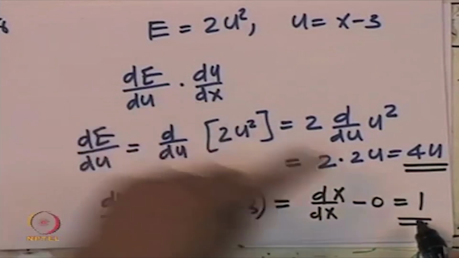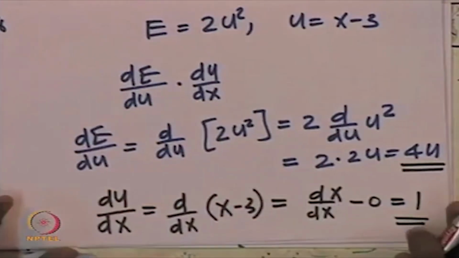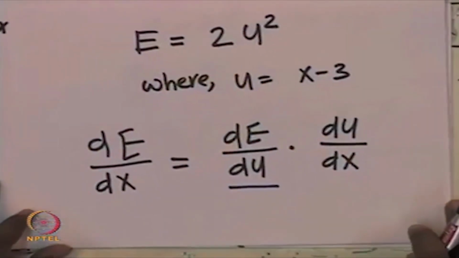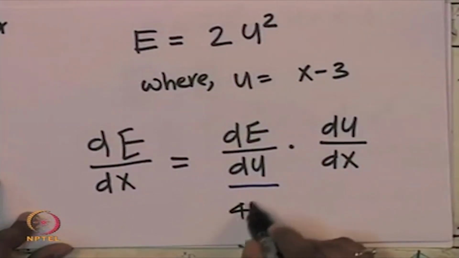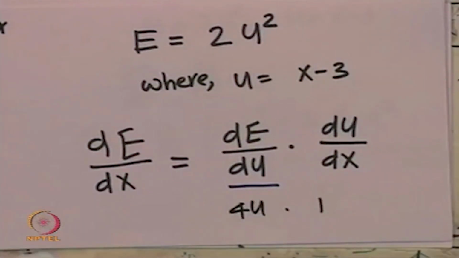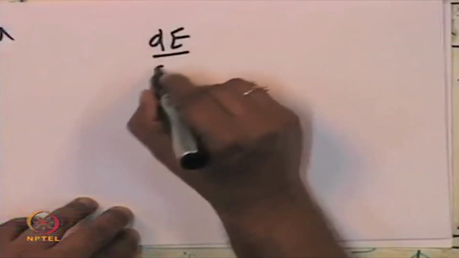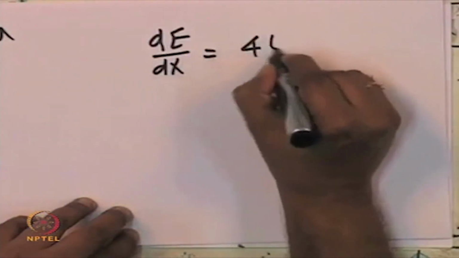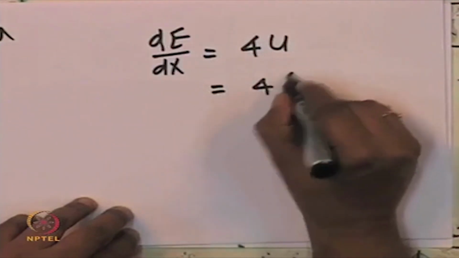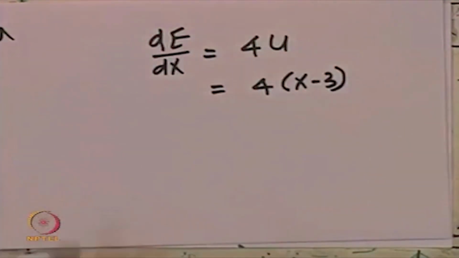dE by du is 4u. So, if we rewrite this here, this is 4u and this is 1. So, the answer is 4u times 1. Now, let us rewrite this. The answer, dE by dx, is 4 times u, and we knew that u is x minus 3. So, 4 into x minus 3. So, this is the derivative.